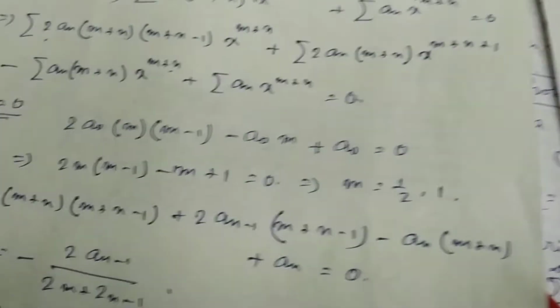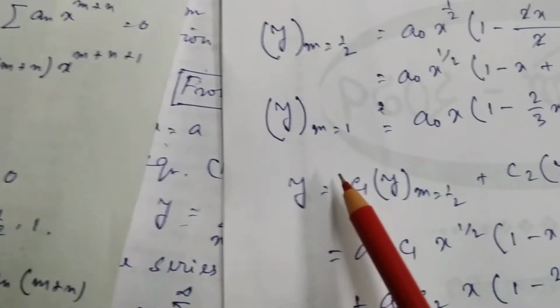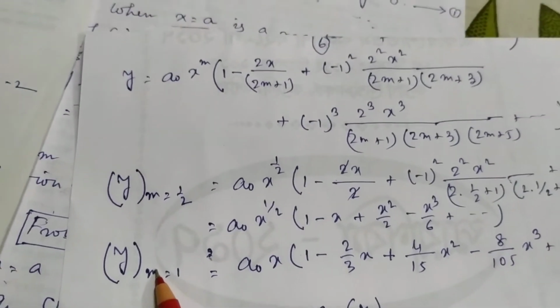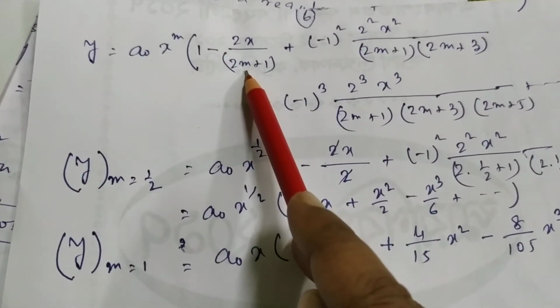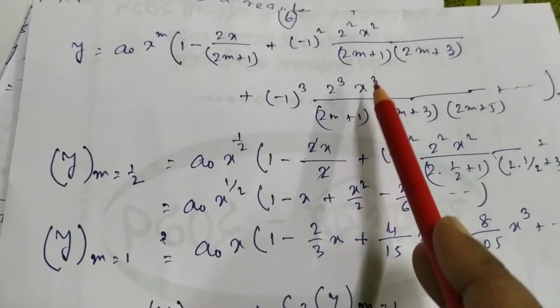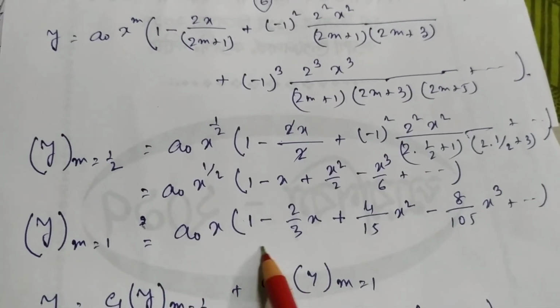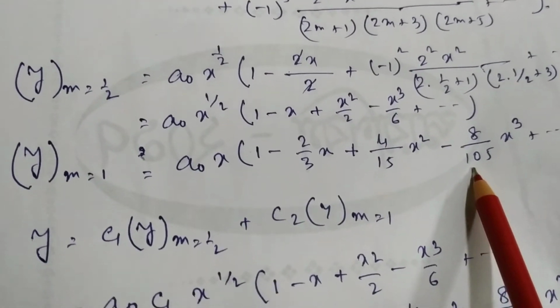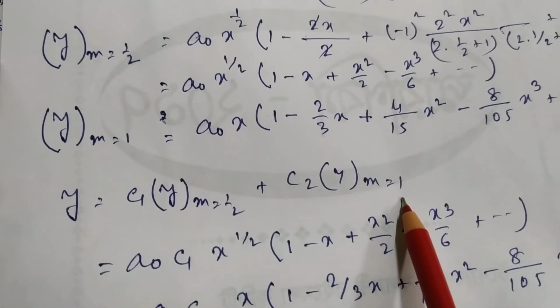Again, another root of the initial equation is 1. So put m equal to 1 here. Putting m equal to 1, we will get that series. So according to case 1, the general solution is this.